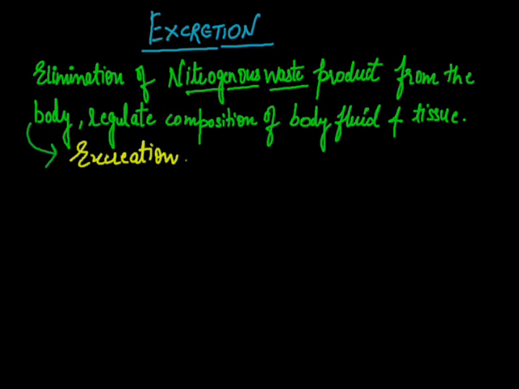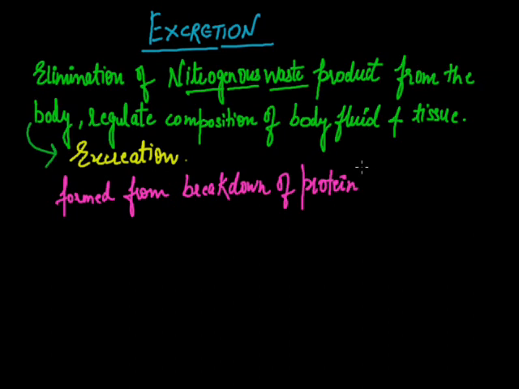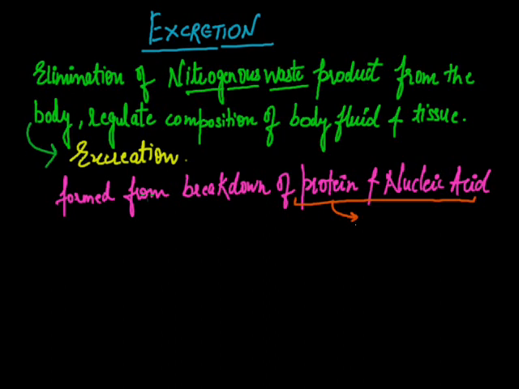Now, this nitrogenous waste is formed from the breakdown of protein and nucleic acid. As we all know, proteins are made up of amino acids, and in the structure of amino acids, nitrogen is present. Likewise, nucleic acids have nitrogenous bases, so nitrogen is present. So, protein and nucleic acid give us the nitrogenous waste.